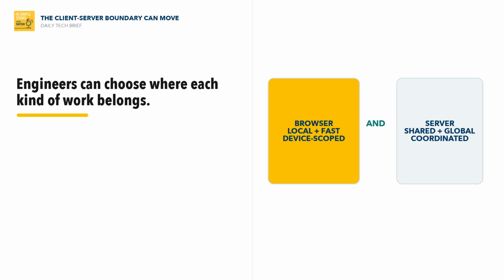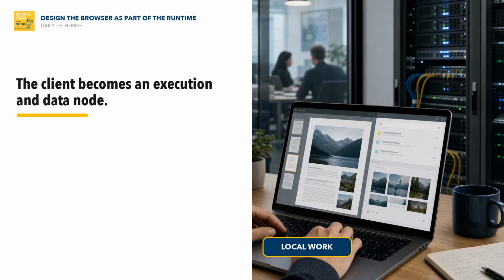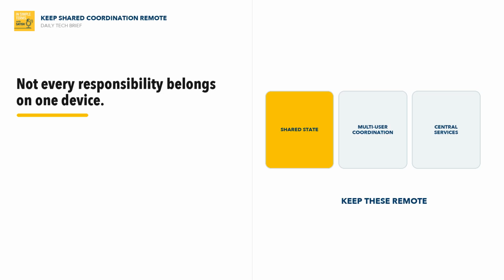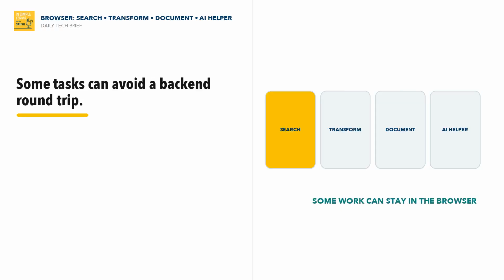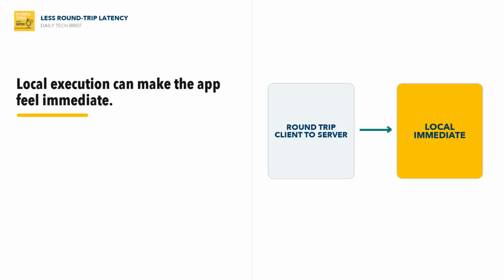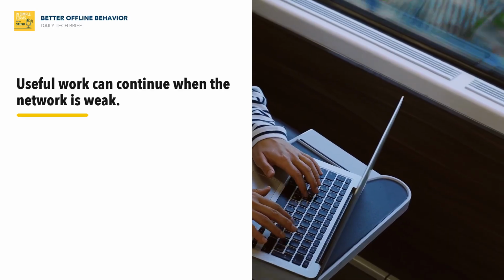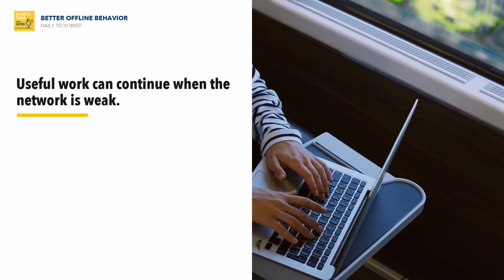Why does this matter? Because it changes how engineers should split work between the browser and the server. Some work should still stay remote. Shared state across users, system-wide coordination, and heavy centralized services still matter. But not every search, transformation, document task, or AI helper needs to round trip to the backend every time. That can lower latency, improve offline behavior, and make the app feel much more immediate.